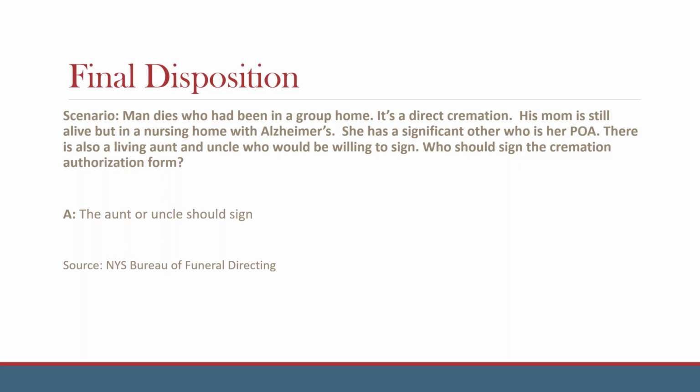And as I mentioned, in this case, the significant other is her POA. When she dies, the POA ends, so that's not even part of it. The significant other, unless they're the domestic partner, which in this case they weren't, they were just saying they were the significant other, does not have any type of relationship on the priority list. Therefore, you would go down to the aunt or uncle.